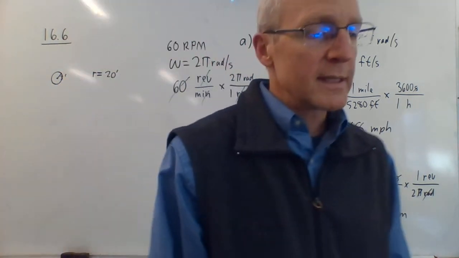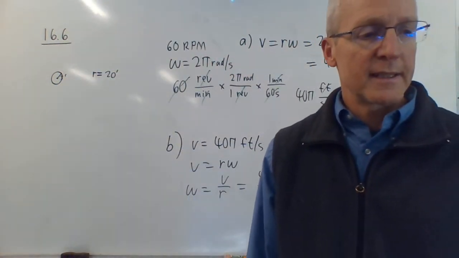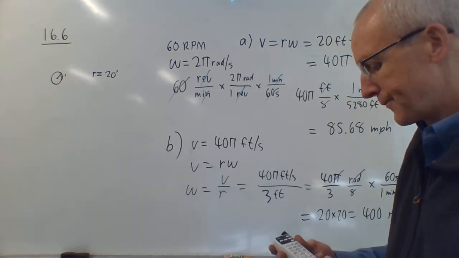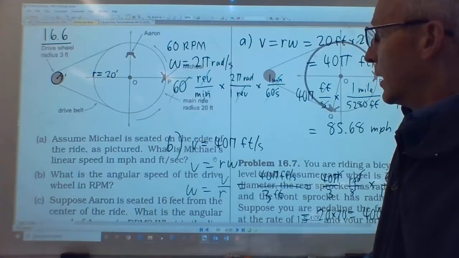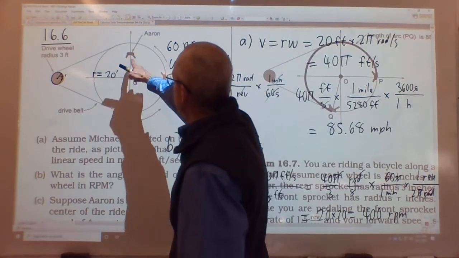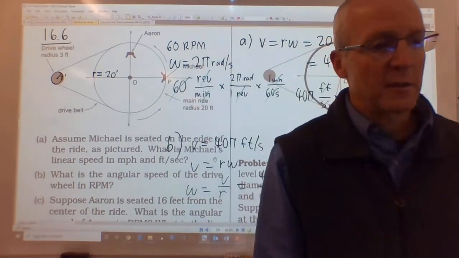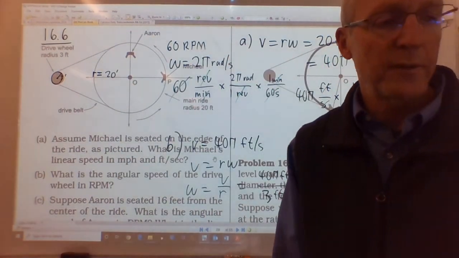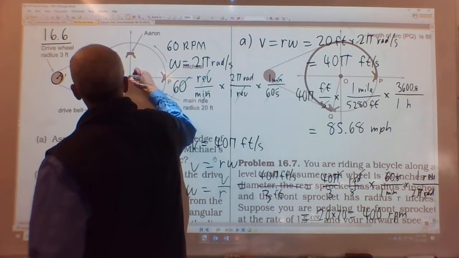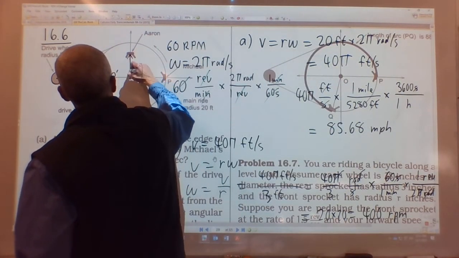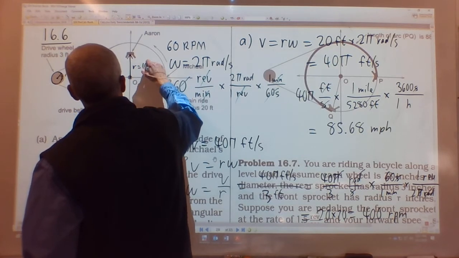Okay, part C says, suppose Aaron is seated 16 feet. Let's turn our picture back on. There's our picture. So Aaron is sitting in closer. He's in a horse closer to the middle, right? He's 16 feet from the center. So instead of 20 feet, he's only 16. So his radius is 16 feet.